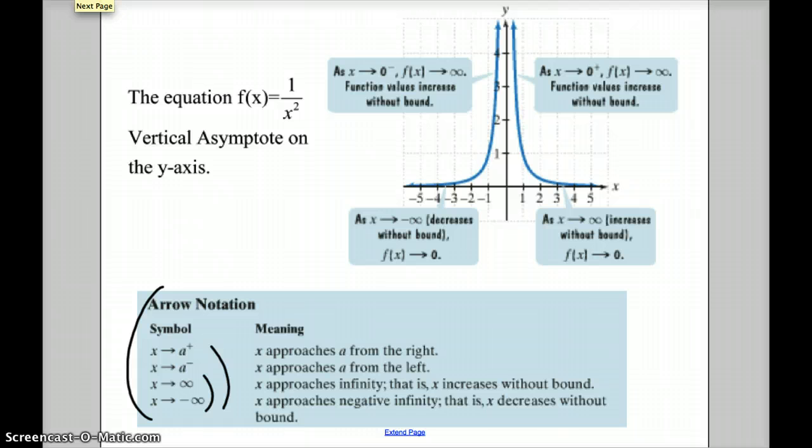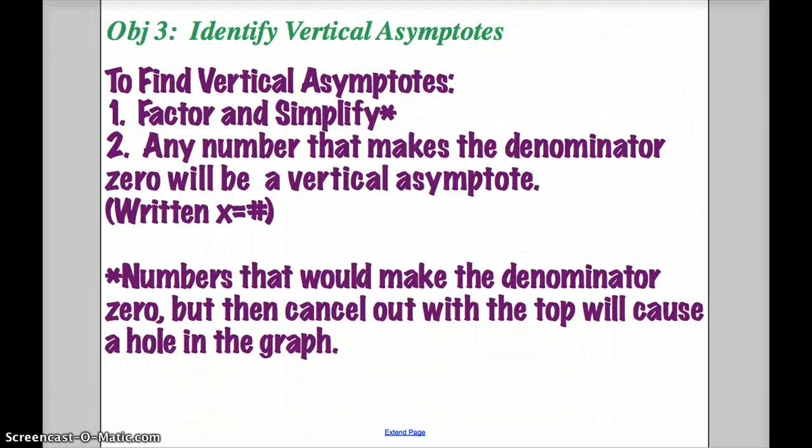So now we're going to take a look at vertical asymptotes. When we have vertical asymptotes, we're talking about, remember, these lines that they get really close to. So your assignment for 2.6a will have you looking for vertical asymptotes. Here are the steps. Number 1, factor and simplify. And then number 2, any number that makes the denominator 0 after you simplify will be a vertical asymptote. So that's after you simplify.